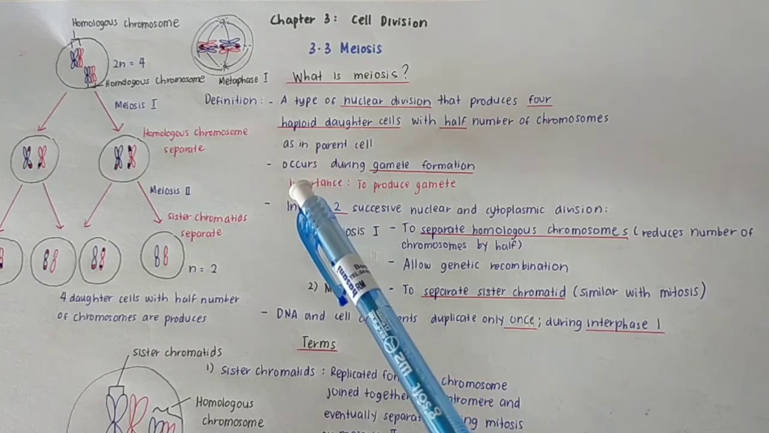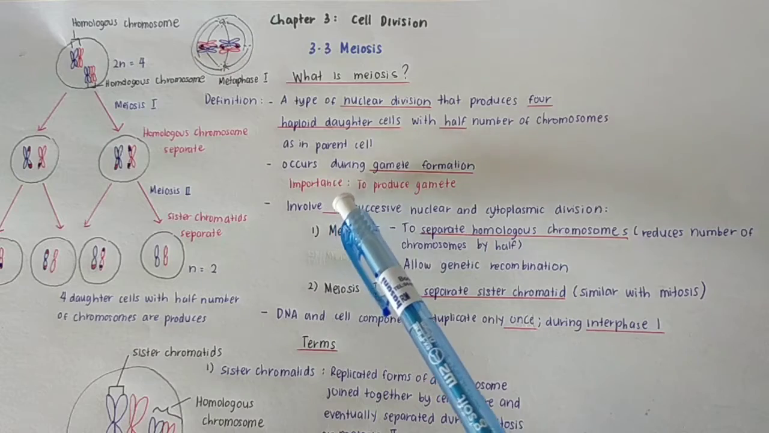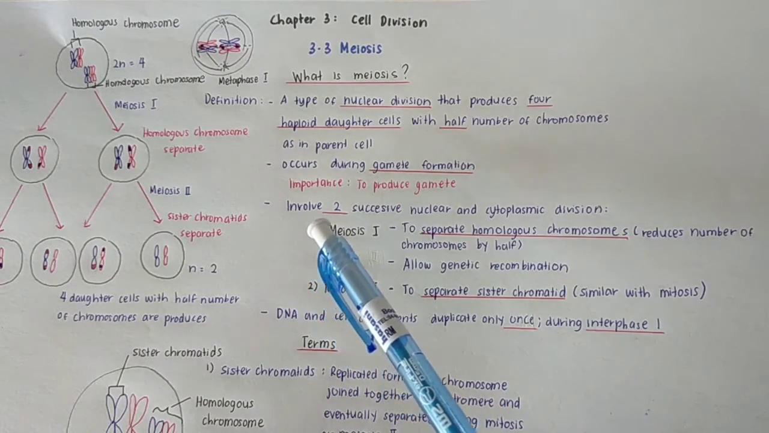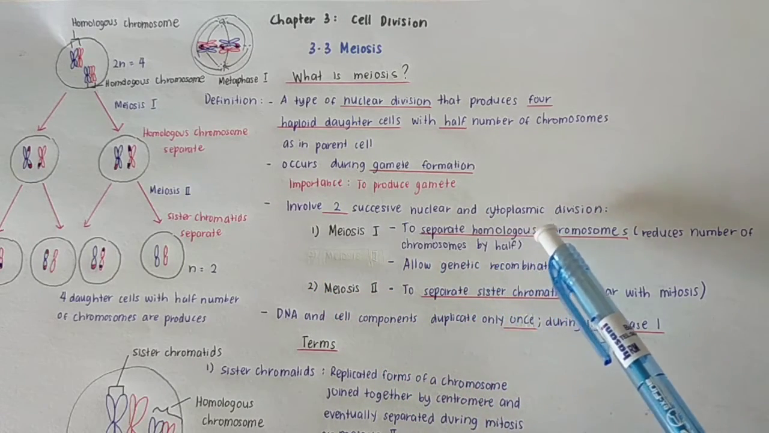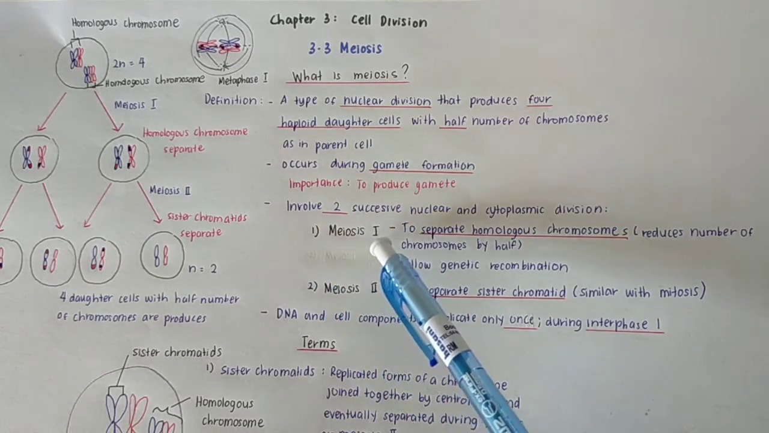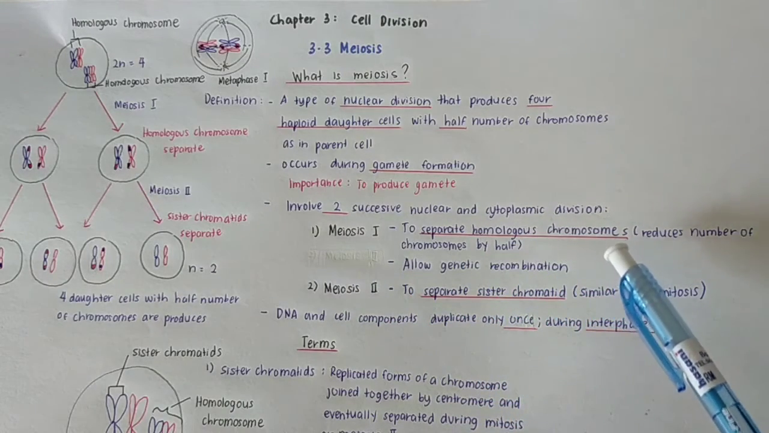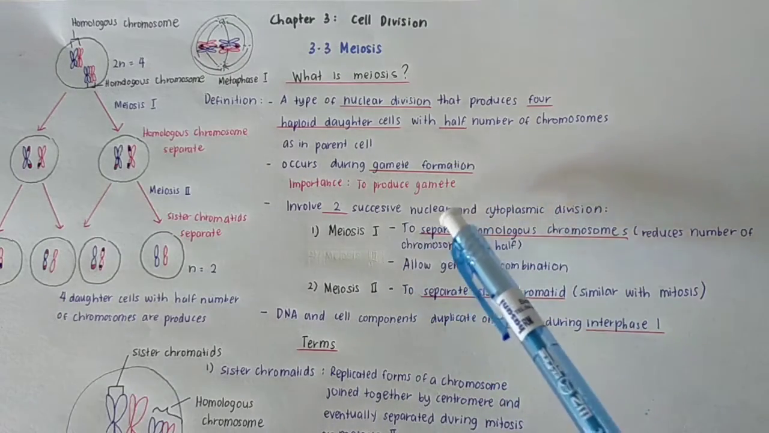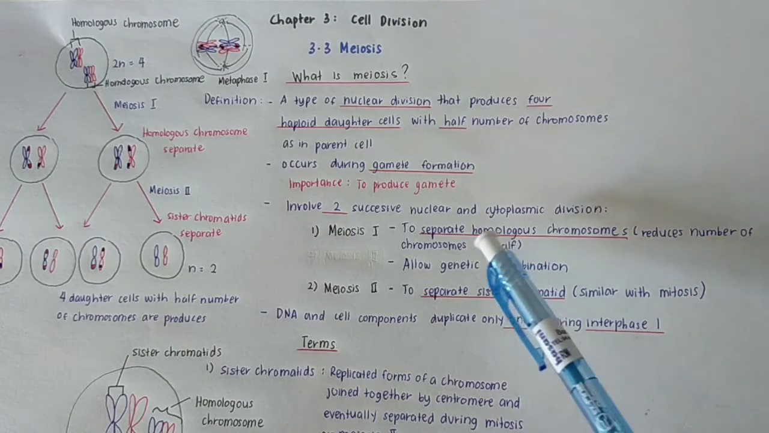Meiosis occurs during gamete formation, and the importance of meiosis is that it produces gametes. The process of meiosis involves 2 successive nuclear and cytoplasmic divisions. The process starts with meiosis 1. The importance of meiosis 1 is that it separates homologous chromosomes. At the end of meiosis 1, the number of chromosomes is already reduced by half.